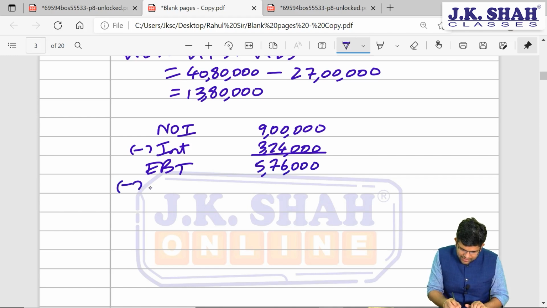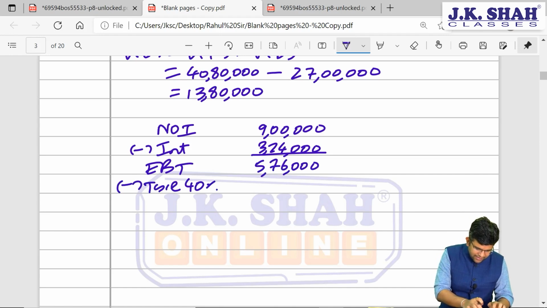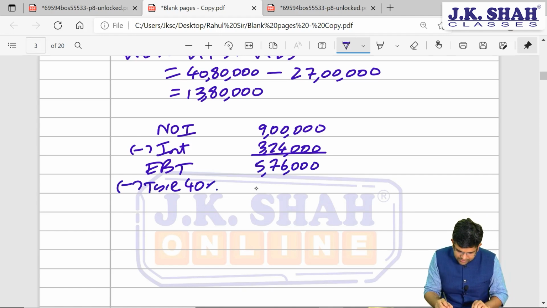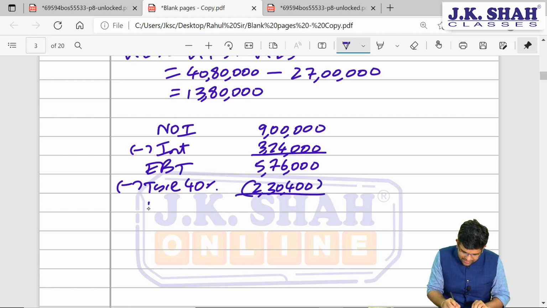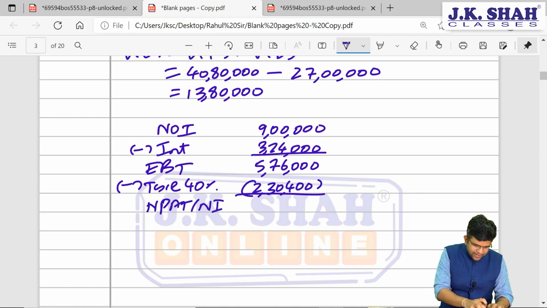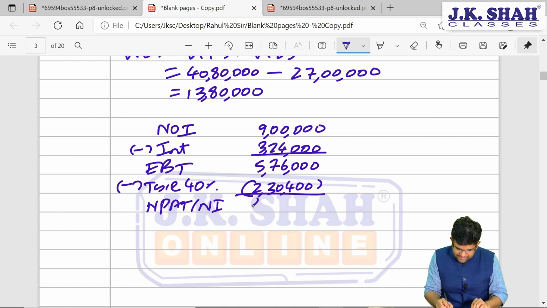It will give me EBT as 5,76,000, minus tax at the rate of 40%. So 5,76,000 into 40% will give me 2,30,400, and if I subtract that, I will get NPAT, that is nothing but NI. So 5,76,000 minus 2,30,400 will give us NI as 3,45,600. So now that we have the NI, let us calculate KE.